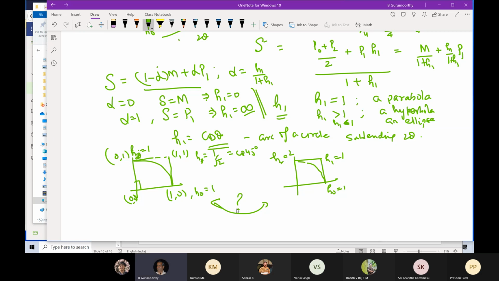Any thoughts? Any ideas? Where do you think the difference can be? If both are exactly a circle, arc of a circle, both start and end at the same place, perfect. Every point is one unit away from the center 0, 0. Then what else can be different?